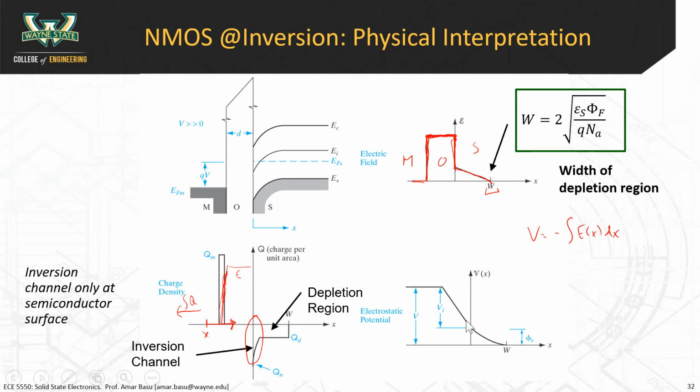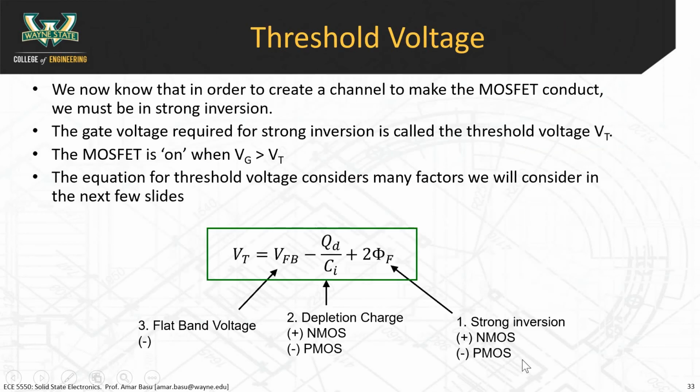Okay, so there's some voltage drop that occurs across the oxide, and then the remaining voltage drop occurs across the semiconductor. So it occurs across the depletion region like this. So what we're going to do next is calculate this V when you have strong inversion, so we can figure out what the threshold voltage is. We're going to figure out how much voltage drops across the oxide, and then how much voltage drops across the semiconductor. That's what's shown in this formula here.